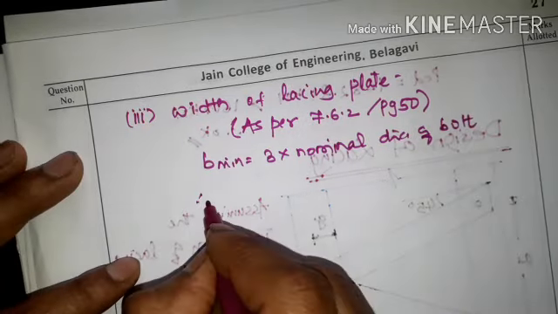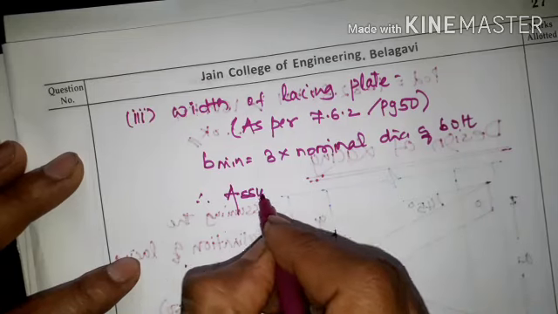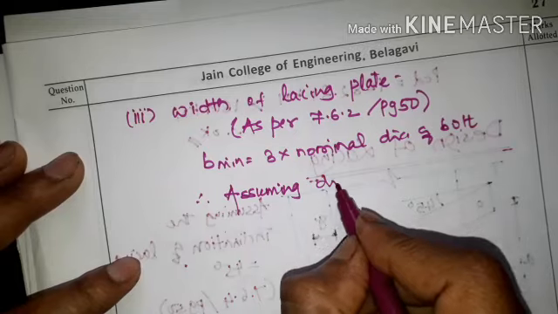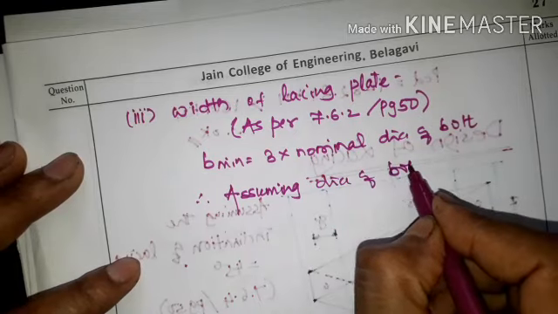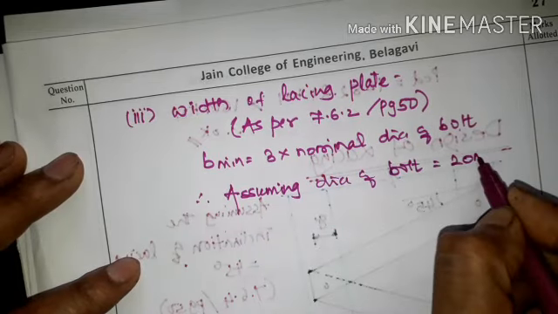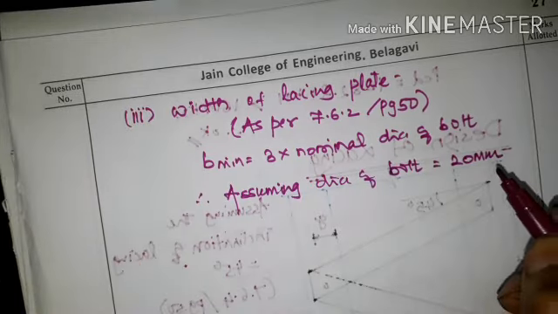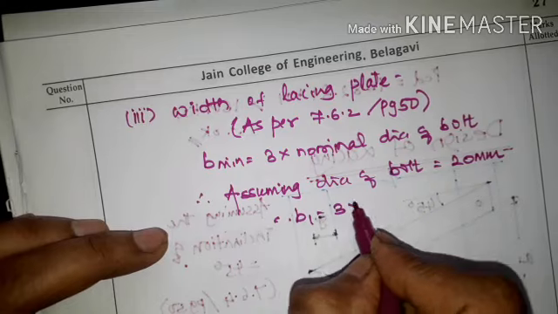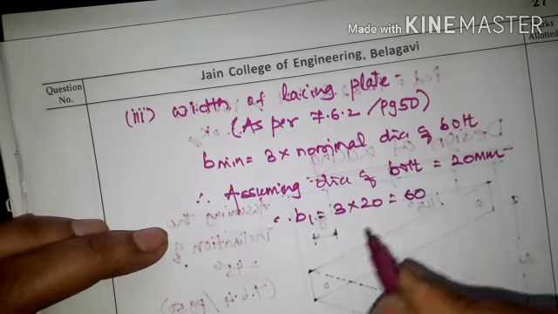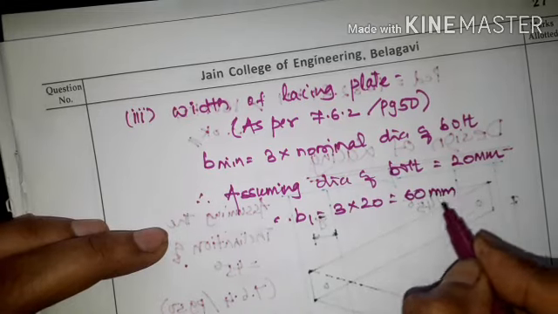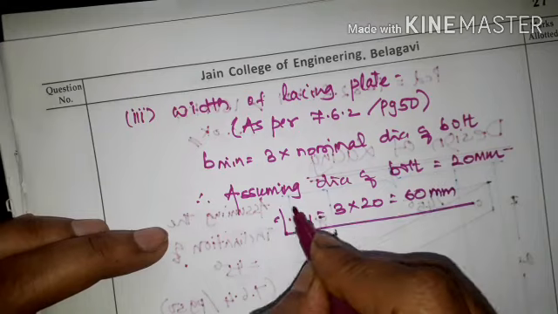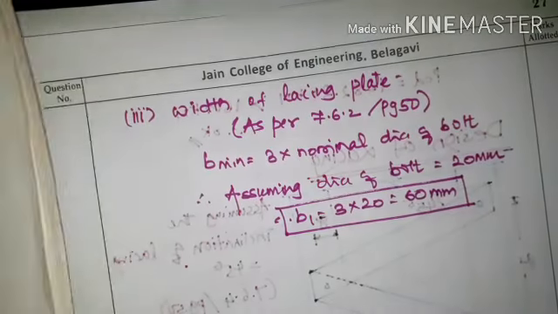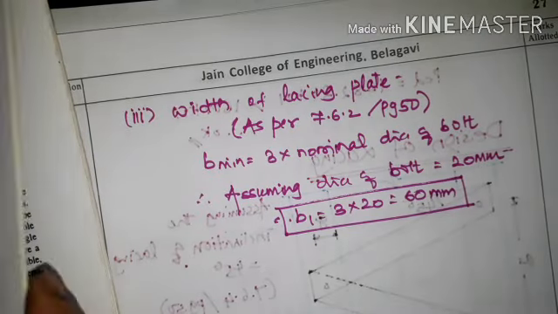So therefore, assuming dia of bolt is equal to 20 mm, so therefore B1 is equal to 3 times 20, so we will take it as 60. So therefore the width of lacing plate is 60 mm.